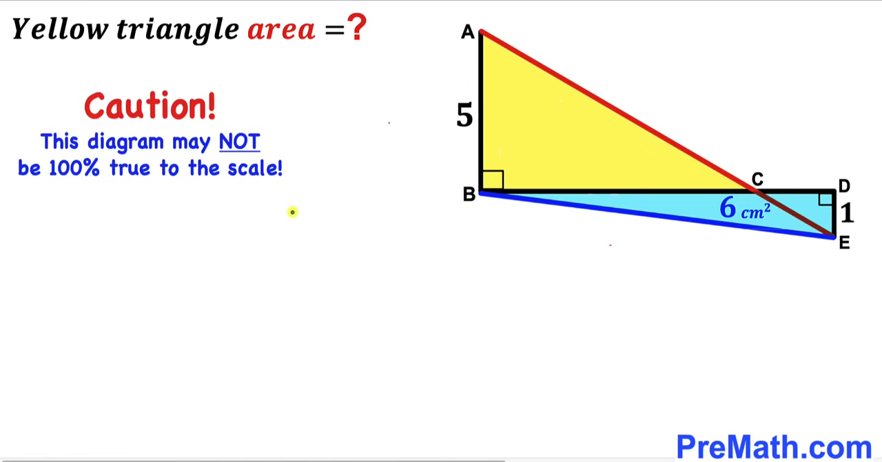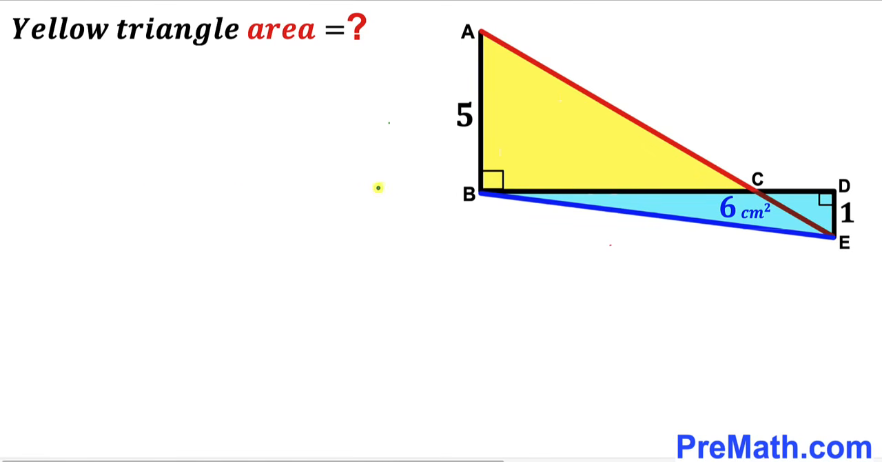Please keep in mind that this figure may not be 100% true to scale. Let's go ahead and get started. Here's our very first step. I am going to label side BC as lowercase x and the tiny side CD as lowercase y.